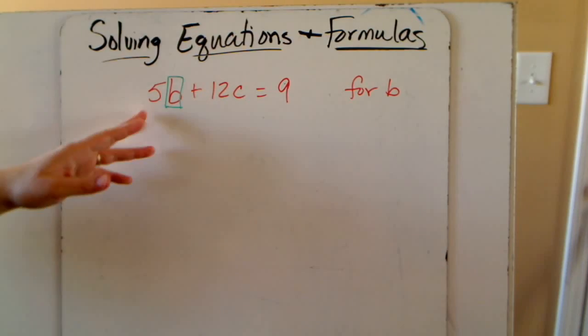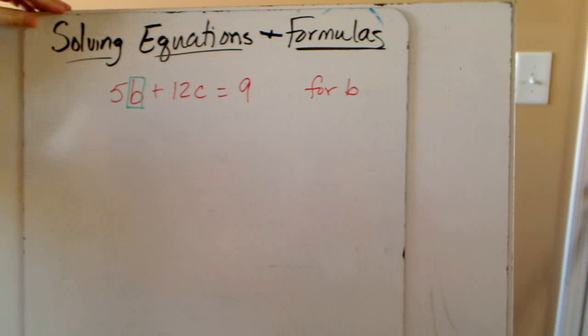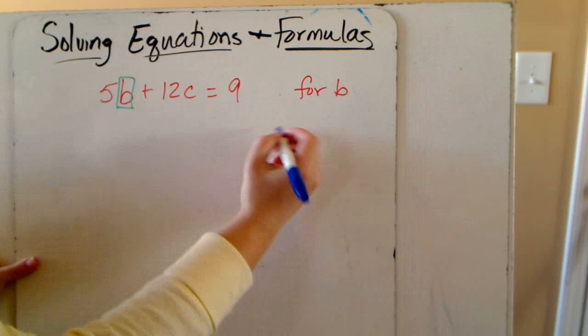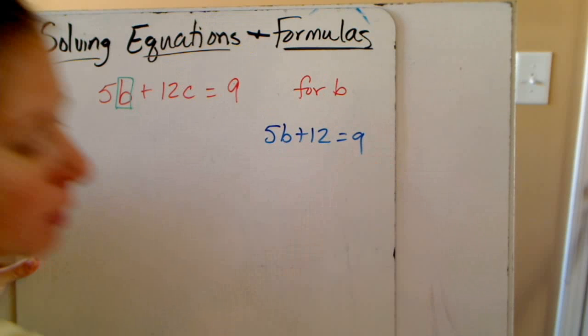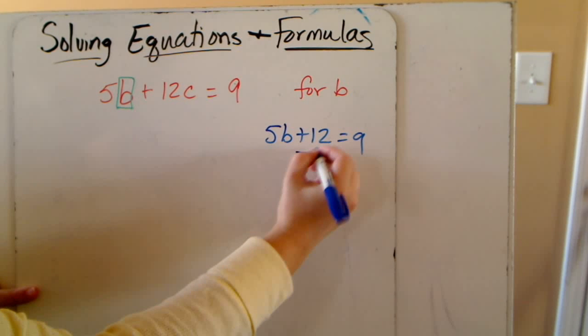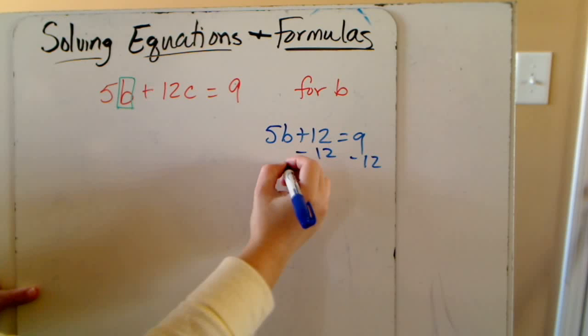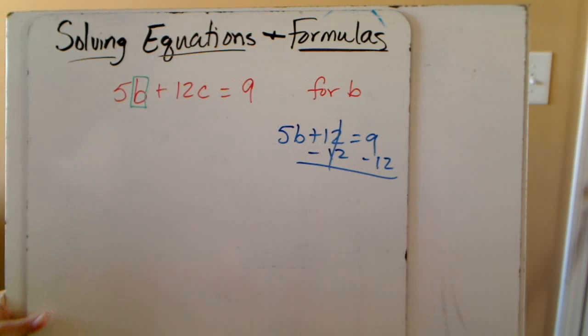Okay, so think of this problem as something different. Think of it as 5b plus 12 equals 9. I'm going to do that off on the side. If you think of it as 5b plus 12 equals 9, the first thing that you would do, as we already talked about, is to move the 12 over. So we're going to subtract 12, and that cancels the 12 out.